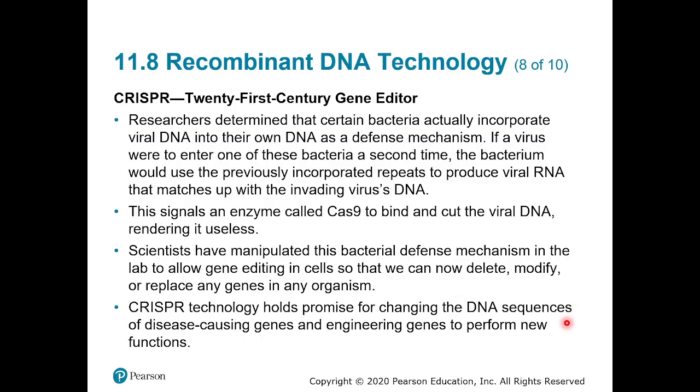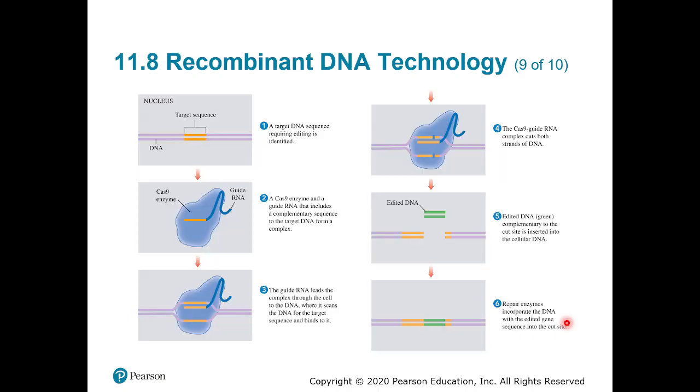So again, CRISPR technology is incredibly important and promising for changing DNA sequences for disease-causing genes, engineering genes that perform new functions, and creating entirely new, never-before-possible combinations. There's some pretty interesting stuff it's getting used for. AI plus robotics is starting to make this much faster. And so it's possible this is going to get much, much faster very soon. There are already hints of this coming about. We're getting really good at it.